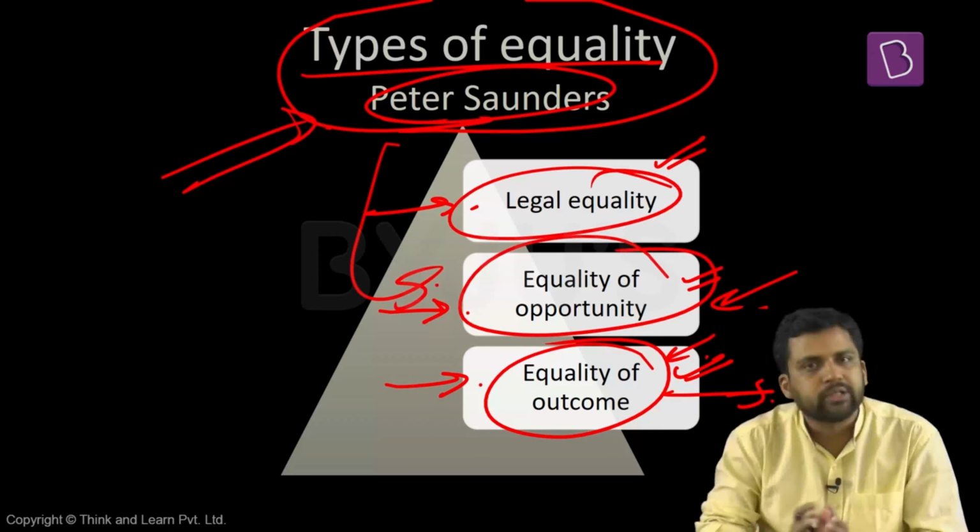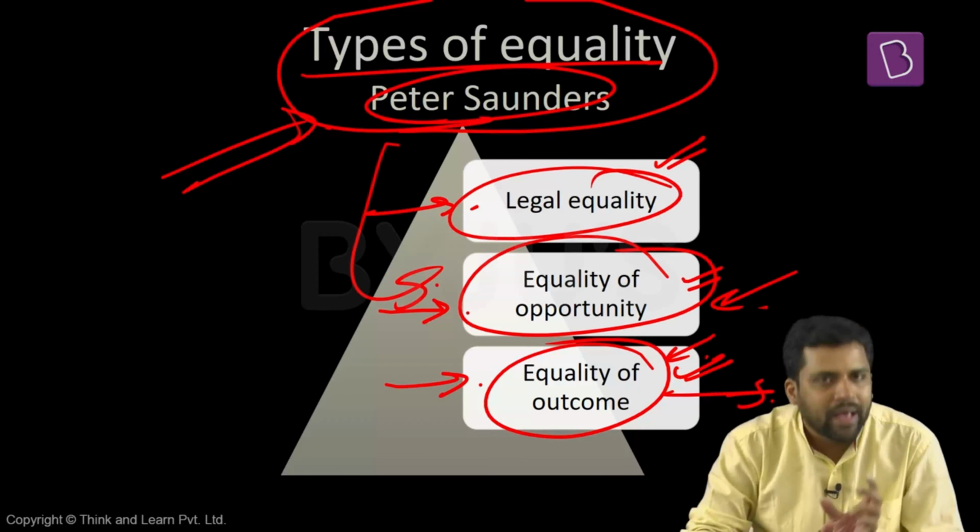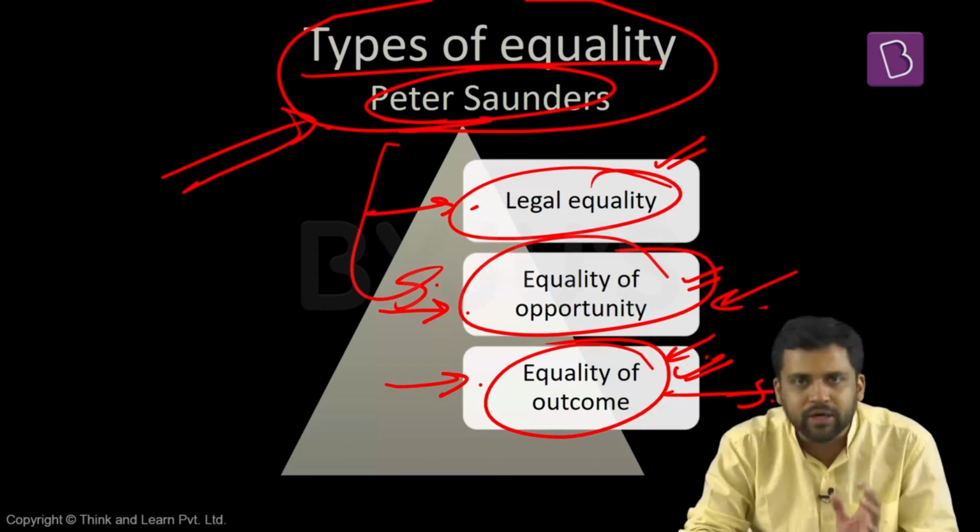So three kinds of equality as per Peter Saunders: legal equality, equality before law; equality of opportunity, everyone should be given equal opportunities; equality of outcome, irrespective of your efforts, you are given the same rewards.